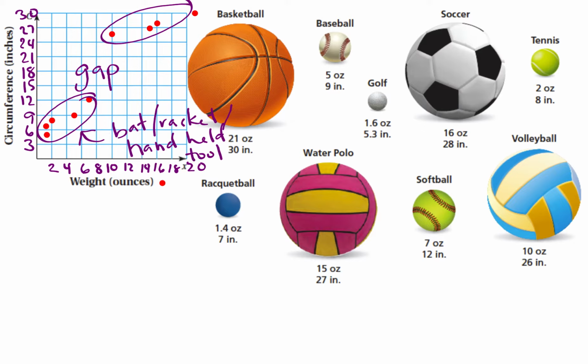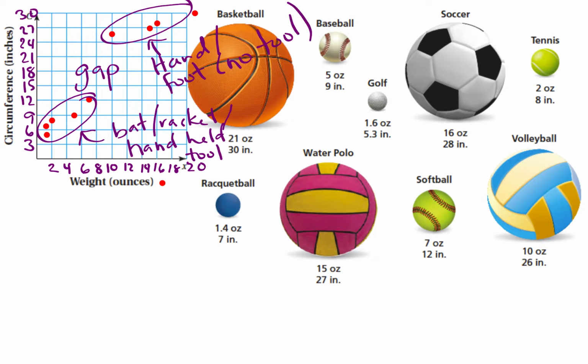The baseball uses a bat, the golf ball uses a club, the tennis ball uses a racket, the racquetball uses a racket, the softball you use a bat. With softball and baseball, you also have the mitt that gets used by those in the outfield, also the infield, those on the opposing team. So all of these sports balls in the cluster at the bottom are played using some sort of handheld tool. These up here are played with either the hand or the foot, no additional tool.